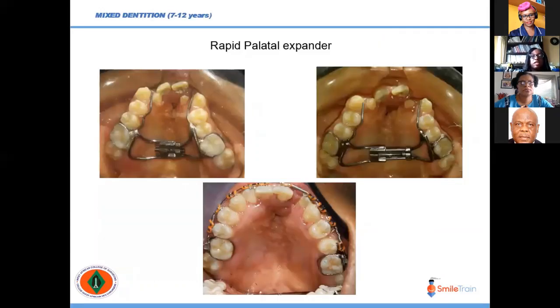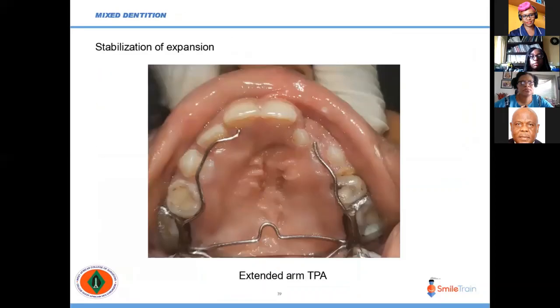Now, this is a patient that underwent rapid palatal expansion. On the left, you can see the appliance on fitting and at the end of treatment. And in the lower portion, you can see the patient when she was finally fitted with orthodontic fixed appliances and the arch was contoured.